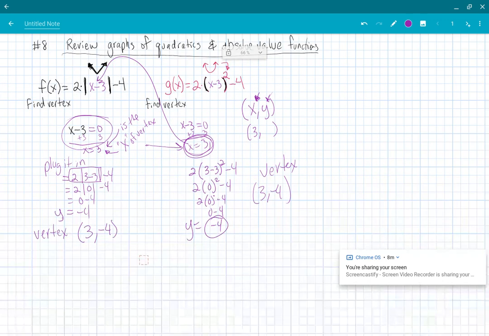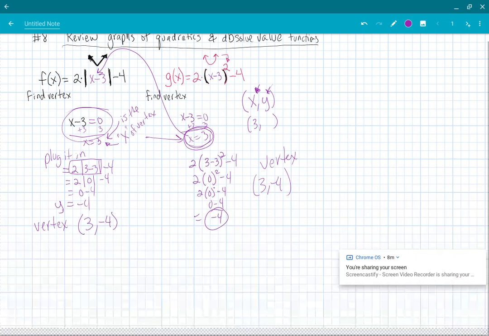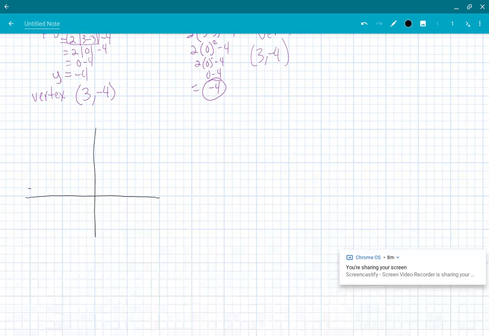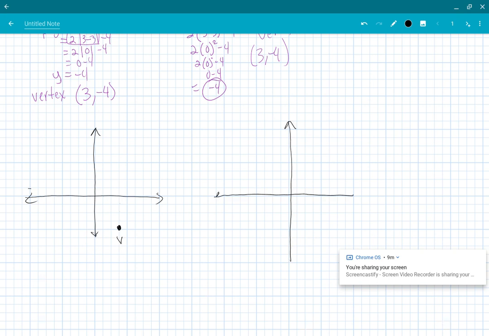All right, so now we can start our graph. And I messed up on the colors. I should have kept them black for the absolute value. All right, so here's my xy. And it's going to be 3, -4. So 3, 1, 2, 3, 1, 2, 3, 4. Okay, that's my vertex. All right, and then for my quadratic, it's also 3, -4. So I'm doing both at the same time so you can see the similarities, and also you'll see the differences too. Okay, so 3, -4.